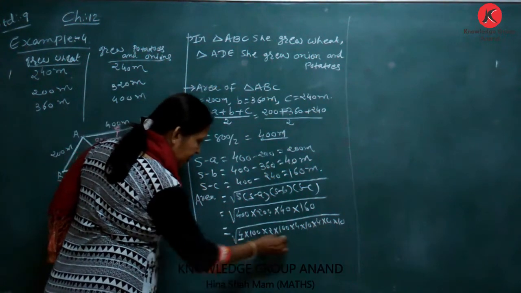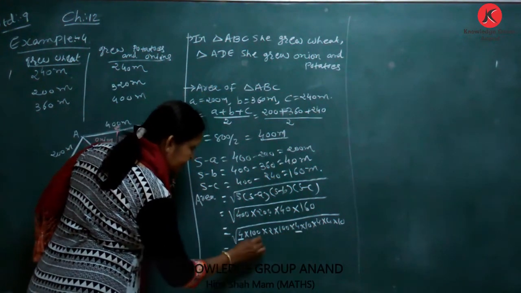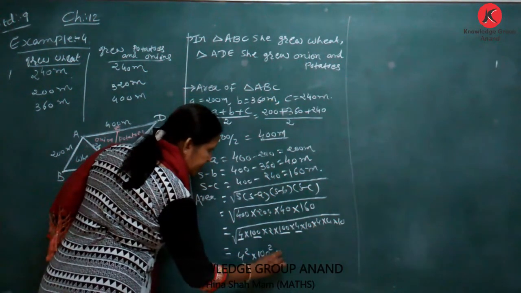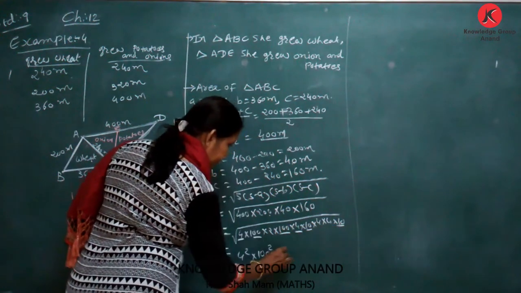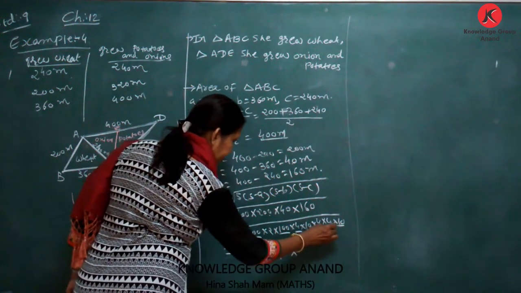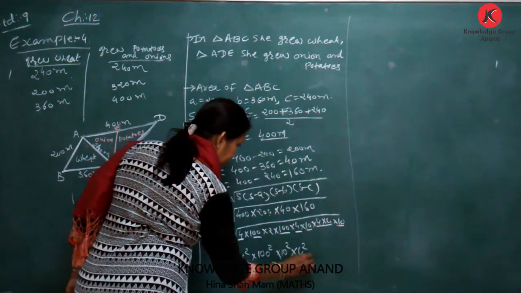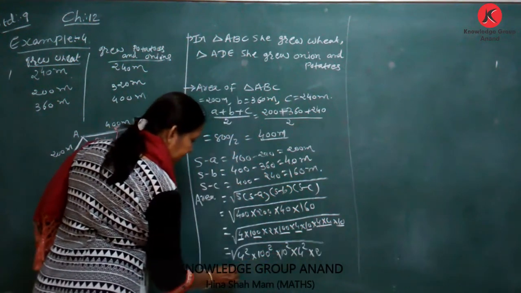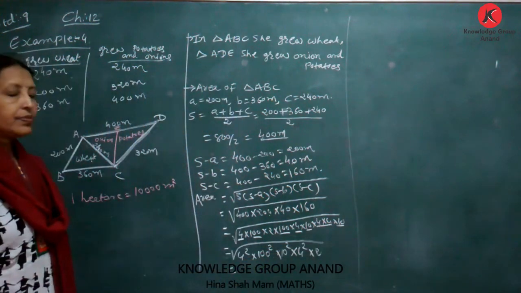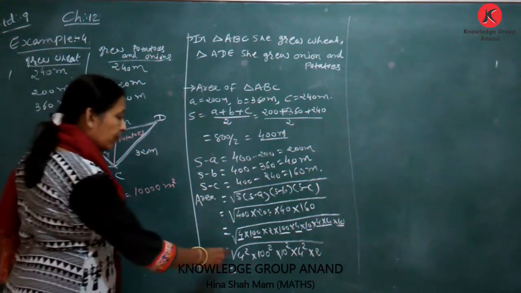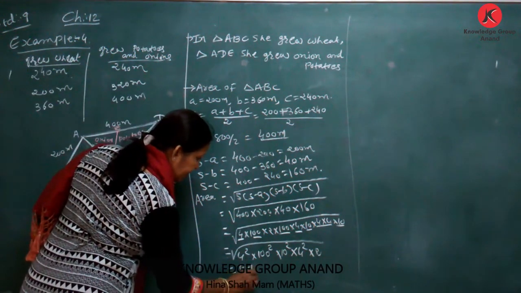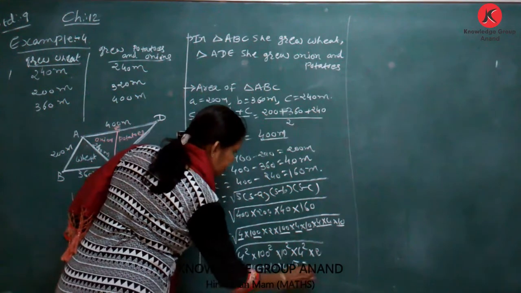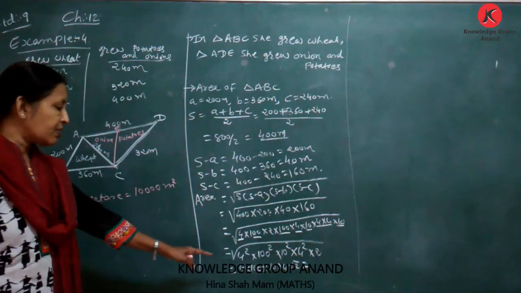Now 4 square into 100 square into 10 square into 4 square into 2. Remaining number is 2. Equals to 4 into 100 into 10 into 4 root 2 is equals to how many meter square?